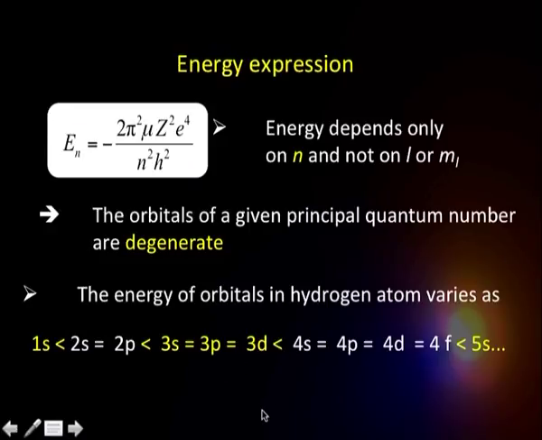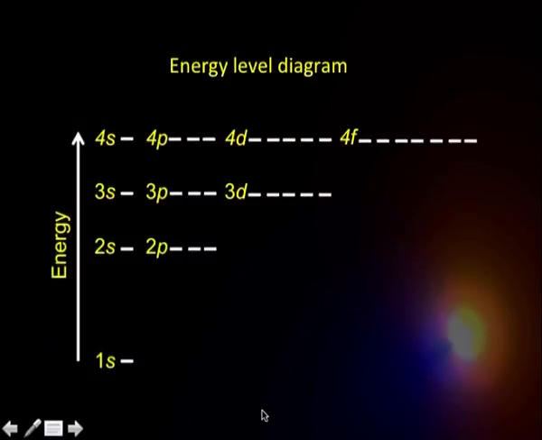This whole expression can be shown in terms of an energy level diagram. Typically the energy level diagram for the hydrogen atom will look something like this. This is the 1s orbital, then 2s and 2p are degenerate, 3s, 3p, 3d are degenerate, and 4s, 4p, 4d and 4f are degenerate. That is the energy level diagram for the hydrogen atom.